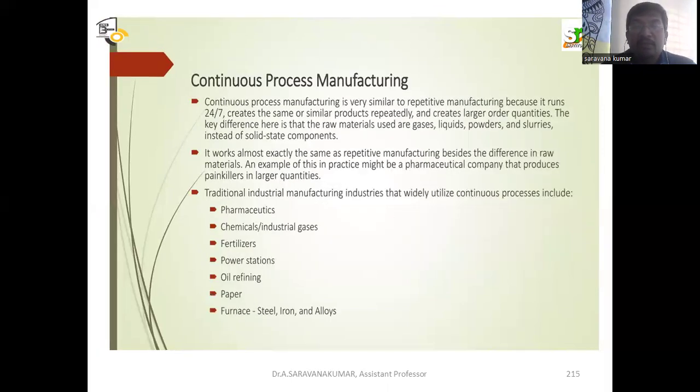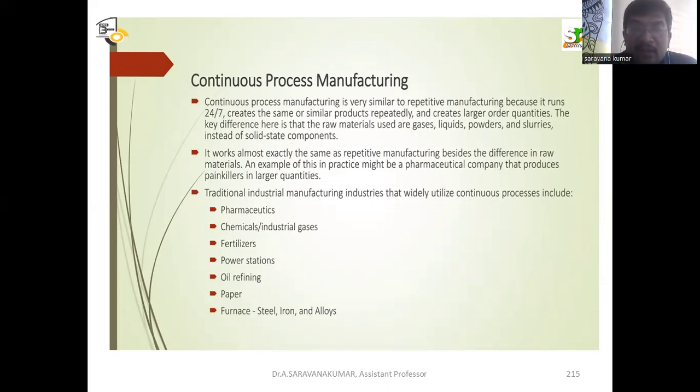Next one, continuous process manufacturing. So what do you mean by continuous process? We have seen repetitive, job shop, and discrete manufacturing. Continuous means, for example, essential things, actually pharmaceuticals, medicine. So it's a continuous process. Chemicals, industry gases and fertilizers, power stations. So these are the things that are continuous processes. Every day we are doing that, right?